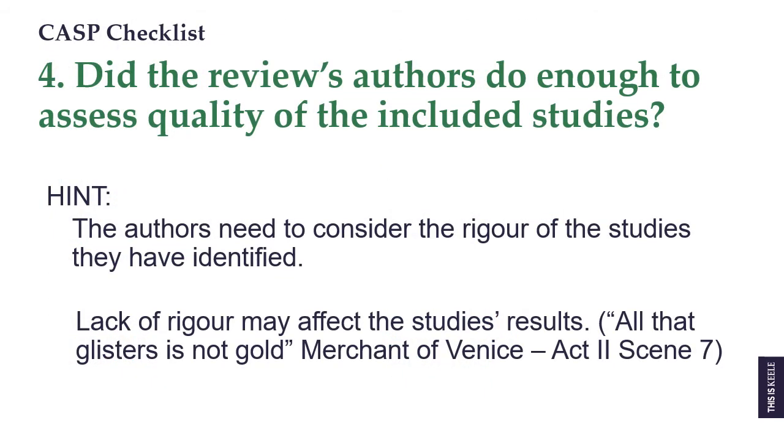So CASP question 4 is referring to the quality assessment within the systematic review. Assessing quality in a systematic review is a very subjective process, as you can probably imagine. But it's important that more rigorous studies can be given more value in a systematic review.